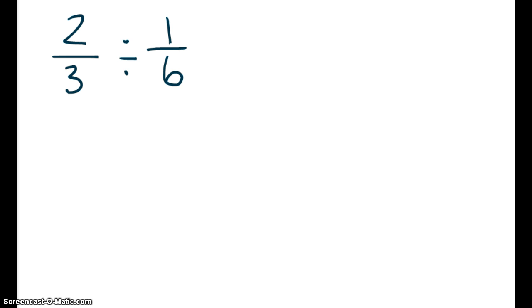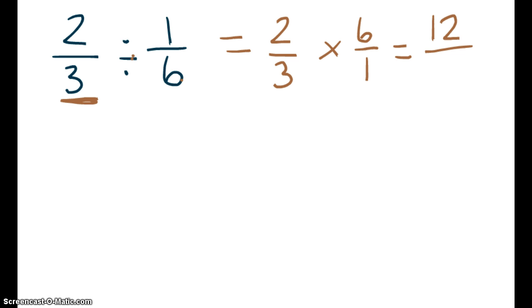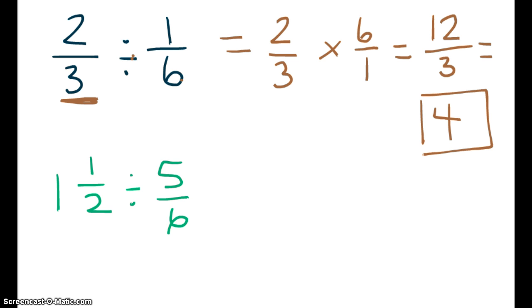Alright, go ahead and pause the video, write this down, and solve. So with division problems, we're just going to turn them into multiplication. So we're going to keep the first number, 2/3 stays the same. We're going to change divide to multiply, and we're going to find the reciprocal of the second number. So we multiply and we get 12/3, and we know that 12 divided by 3 is 4.